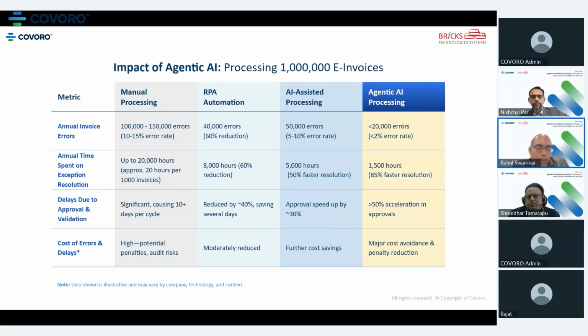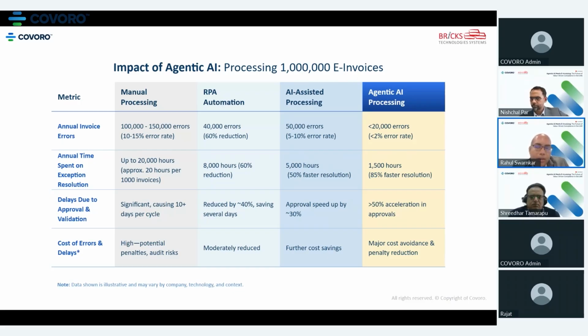Which varies from very high with manual processes, reduced to moderate in certain cases with RPA. AI further helped bring this cost and saving down. But with agentic AI, you get the highest amount of cost savings, penalty reductions, and reconciliation, the use case I talked about, financial health checks and all.